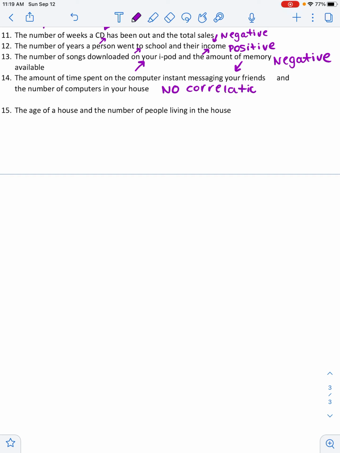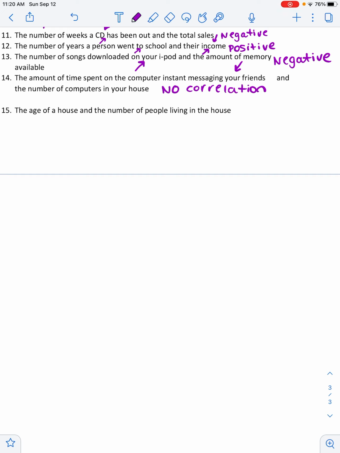You could probably argue that if somebody in your house spends a lot of time instant messaging, you'd probably want more computers. But I don't think it necessarily would work that way. Not everybody can just buy a computer because one kid likes to talk to their friends. So if one kid is hogging the computer, it won't necessarily lead to multiple computers in the household. So I would say no correlation here.